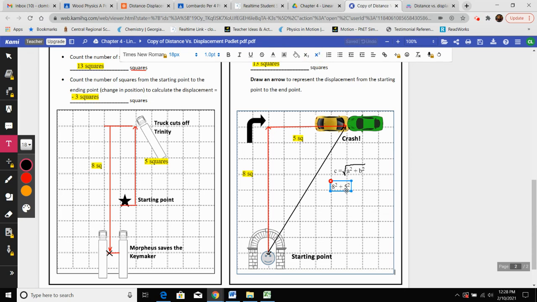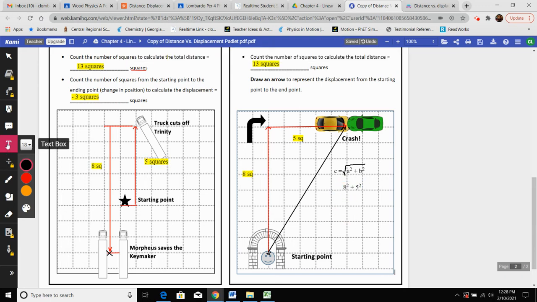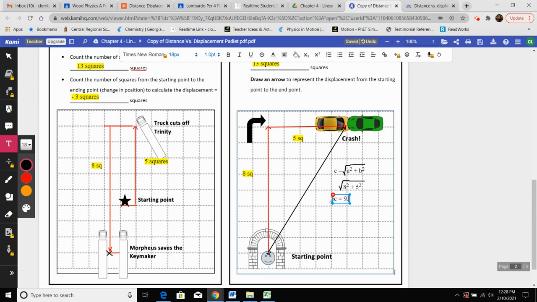Oh, don't forget that I also need to square root it. So 8 squared plus 5 squared is going to be 89, and then we take the square root of that and round it to 2 decimals. That is going to give an answer of 9.4339. Round it to 2 decimals, we'll call it 9.43 or 9.44.